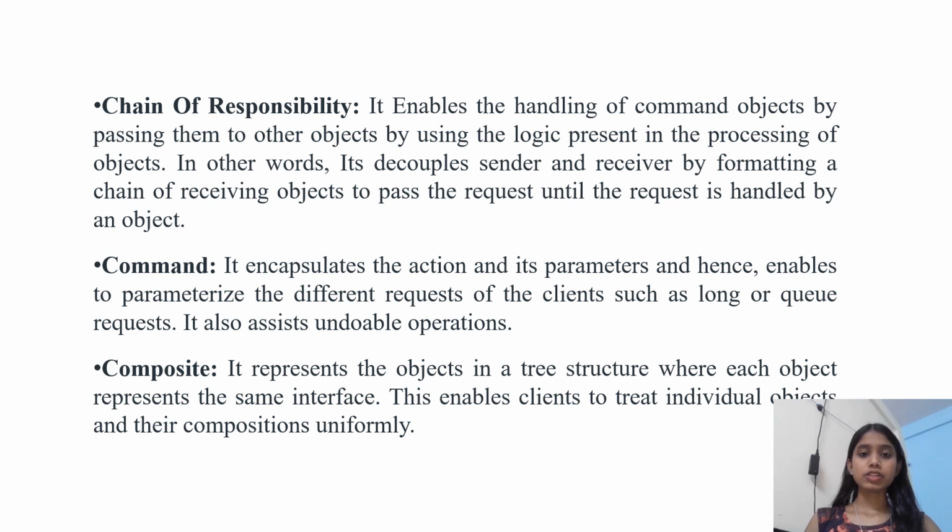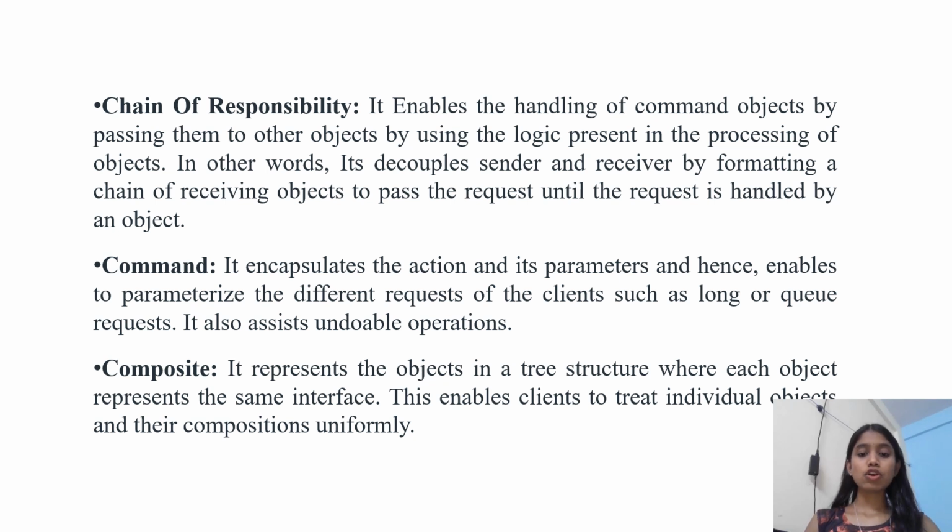Chain of responsibility. It enables the handling of a common command by passing the request to other objects using the logic present in the objects. In other words, it decouples the sender and receiver by forming a chain of receiving objects to pass the request until the request is handled by an object. Command. It encapsulates the action and its parameters and hence enables parameterizing the different requests of the clients, such as a log or a queue request. It also assists undoable operations.